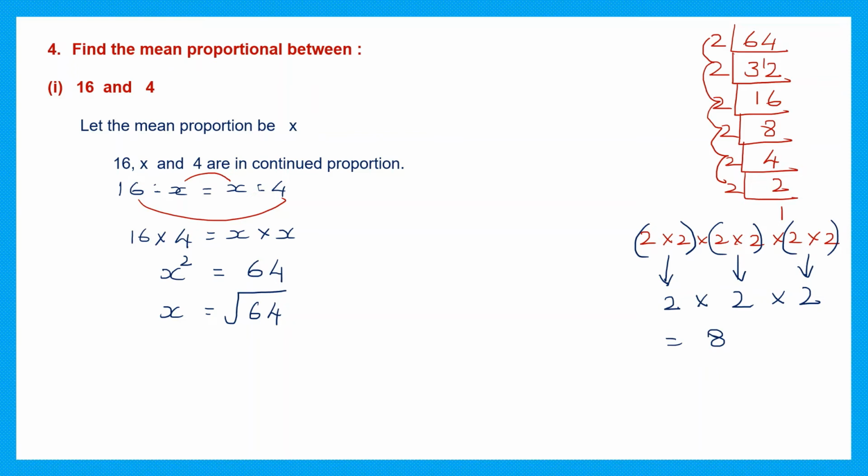How do I know that? If I multiply 8 twice, 8 into 8, I will get back 64. So that's a way for you to check. So here x is equal to the square root of 64, which is 8. That means the mean proportion is 8. The mean proportional is 8.